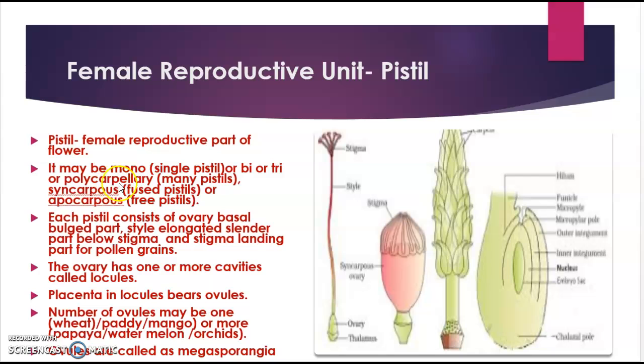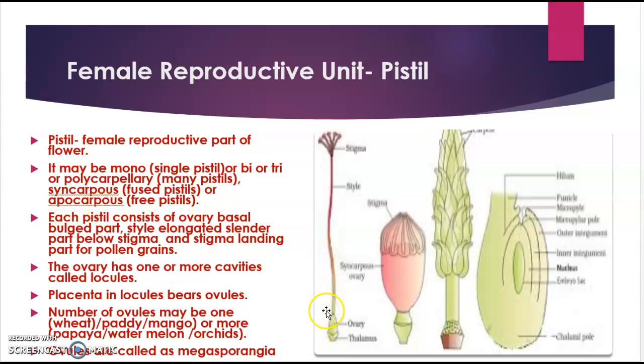Why are we using the word carpellary? Because pistils are also known as carpels. So if there is only one carpel, a single pistil, that is monocarpellary. If two, bicarpellary, tricarpellary or polycarpellary. Now if many carpels are present, like in this figure you can see that these are fused together. Fused pistils are known as syncarpous, and if these pistils are open or free, we use the term apocarpous.